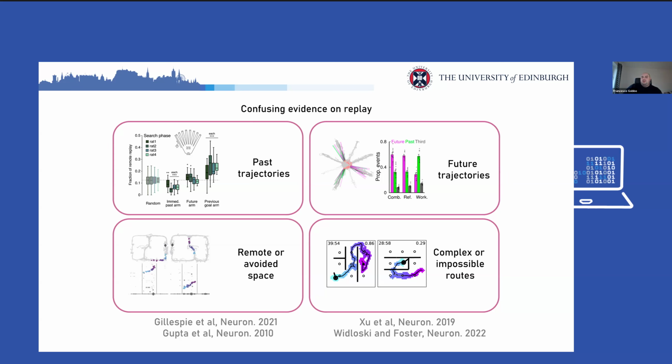to guide a decision about where the animal is about to go. Some other experiments have shown that remote or even avoided space can be replayed. For example, the animal is faced with the possibility of taking a turn to an area where it received a foot shock, so essentially where it wants to avoid entering again, and instead researchers do find a replay of cells corresponding to that location. Further than that, the replay of complex or even impossible routes has been recorded.